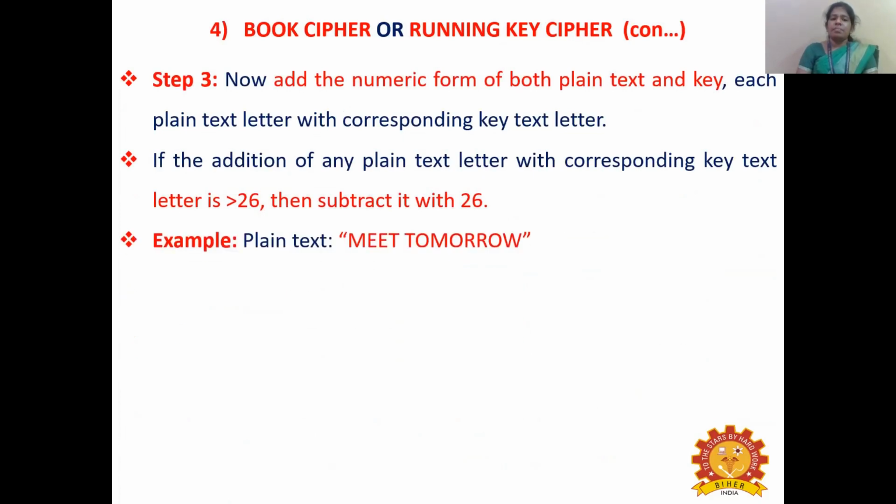Well, what is your third step? Now add the numeric form of both the plain text and the key. If your answer is greater than 26, you have to subtract 26 from it. This will be easily understood using an example. Plain text is meet tomorrow.